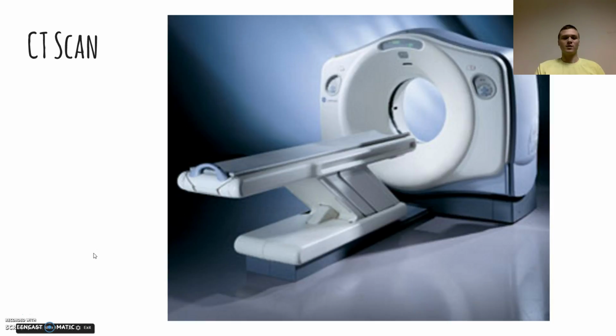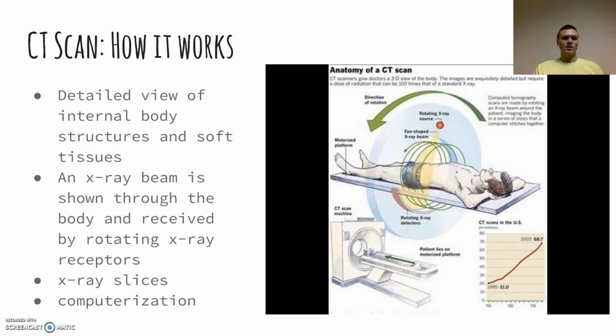CT scan stands for computed tomography because, as seen on this slide, it gives a detailed view of internal body structures, and it can also show soft tissues and blood vessels. Basically, it works by taking an X-ray beam that's shown through the body and received by rotating X-ray receptors in the dome. From there, it takes X-ray slices, and a computer puts them together to give slices of the body.